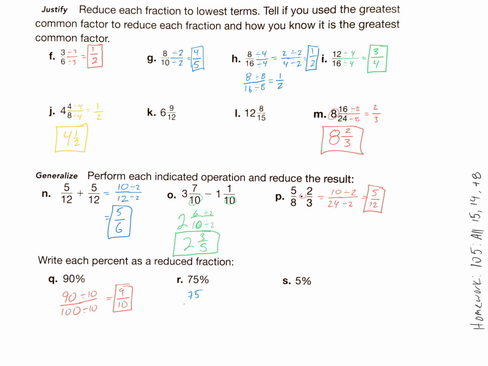It's going to be 75 over 100. Want to reduce that. 25 goes into both of those. So this is going to give me 3 over 4. And one more just for good measure. It's going to be 5 over 100. Divide both the top and the bottom by 5. 1 over 20.